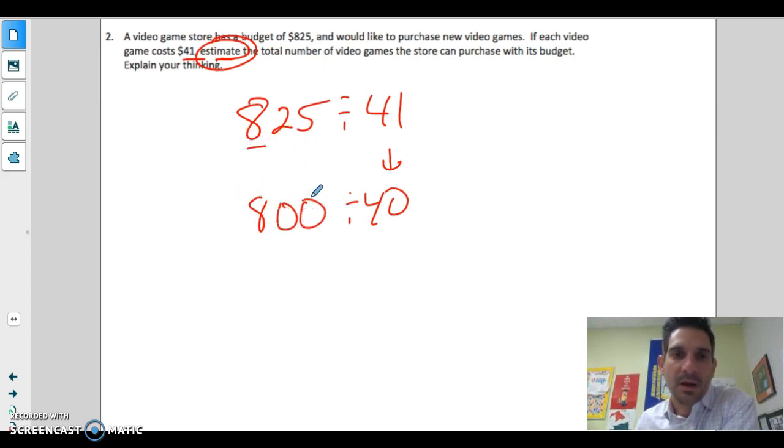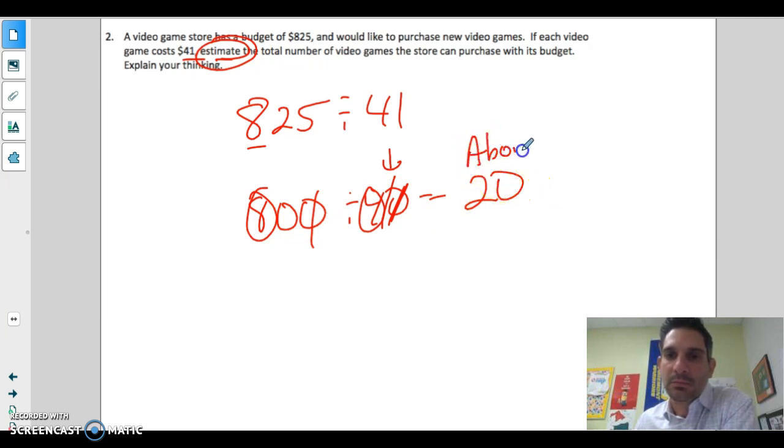Okay. And then 8 divided by 4 is 2, divided by 10, divided by 10. So I have 10 left over. That's it. So I can buy about 20 games. Okay? All right.